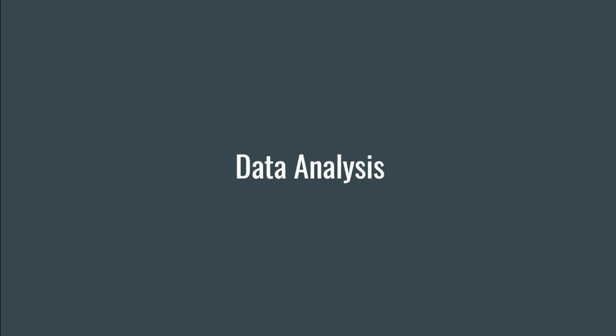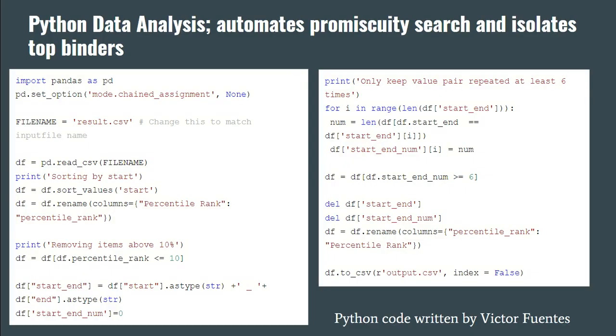However, those results don't tell you anything in terms of what the best epitopes for a vaccine are, unless you have a good data mining algorithm. To find my needles in a haystack, so to speak, I used a data analysis tool written in Python. This code, written by high school senior Victor Fuentes, shows how improvements could be made to IEDB software by automating the search for promiscuous epitopes and isolating the best epitopes.